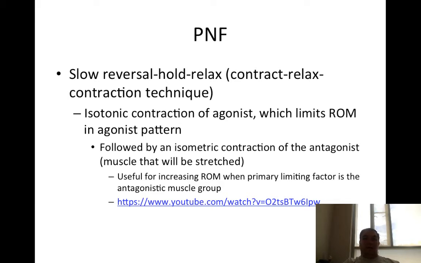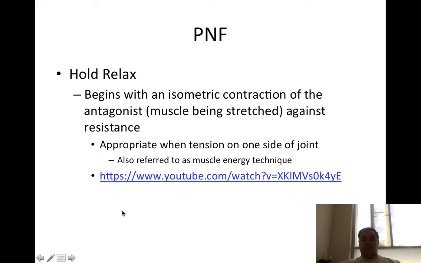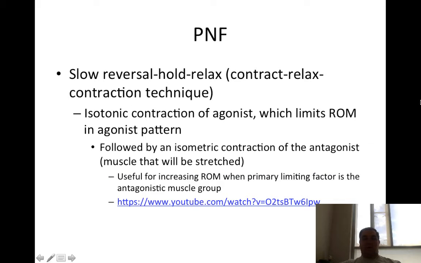Patient usually brings their leg as far as they can go. I'm using the hamstring because it's the easiest, right? Leg as far as they can go. You put your hand on their leg, they push into you about 10% of their body strength, about 6 seconds, right? Relax. They make a quad muscle, they push their leg even further. 6 seconds, relax, push the leg even further. Makes sense? This is useful for increasing range of motion when the primary limiting factor is the antagonist muscle group. Another video, right? With hold relax, I didn't say this is appropriate when tension is on one side of the body or joint.